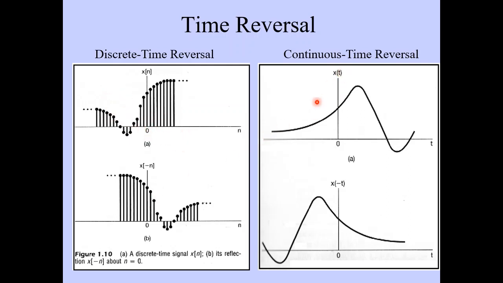For continuous time, same idea. If we have this signal x of t, let's say it looks like this, then the signal x of minus t is a time reversal. That means we just flip this signal about the y-axis to get this result here.